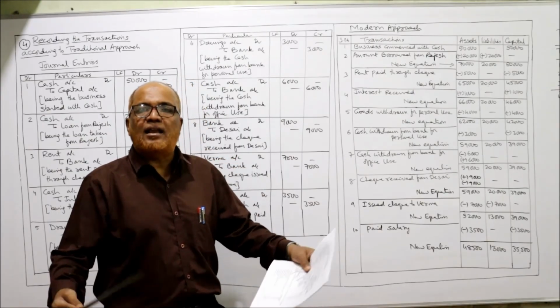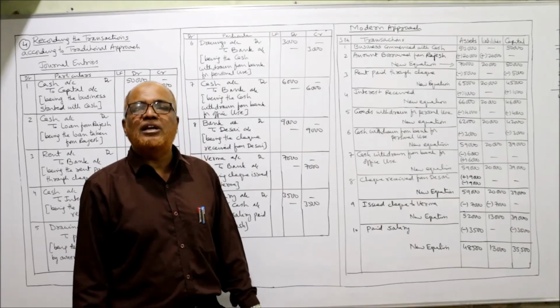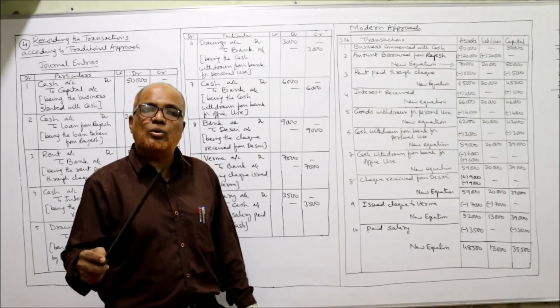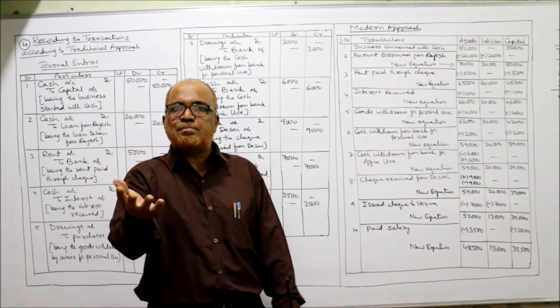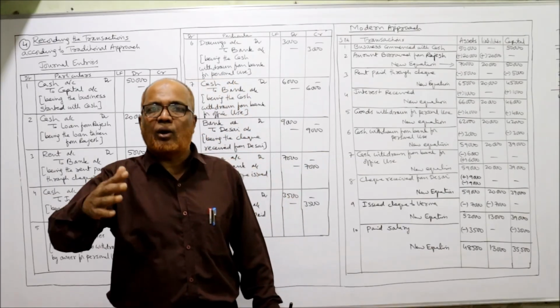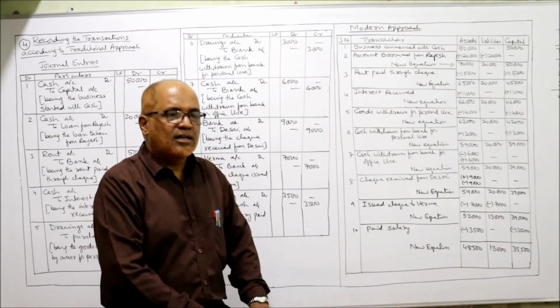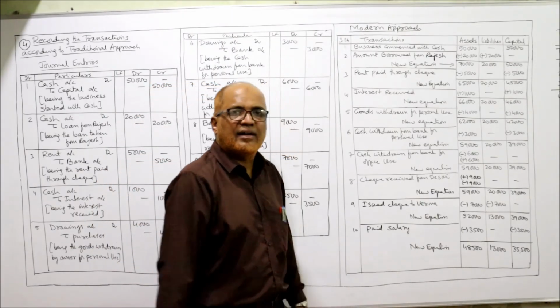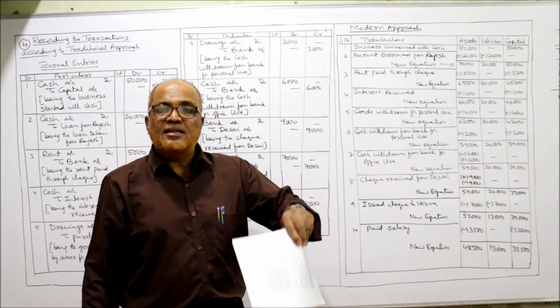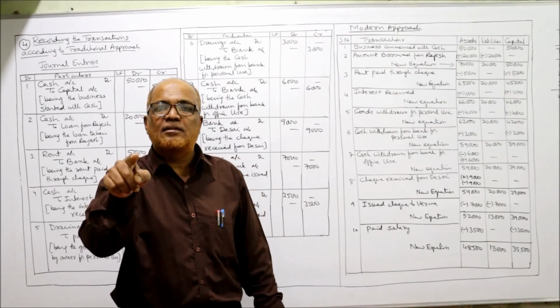Last, paid salary. Salary is an expense. It's a nominal account. So salary account should be debited. That means it's an expense. Cash is going out. When we pay salary, cash is going out. So decrease in asset. So asset side minus 3,500 because cash is going out. At the same time, it is an expense.